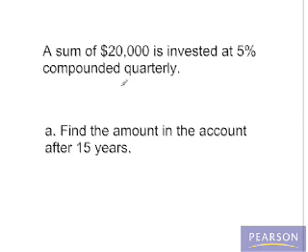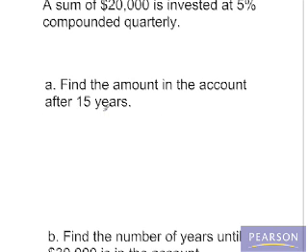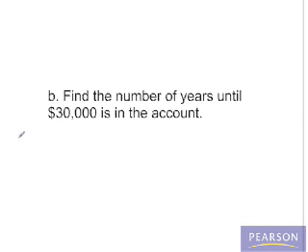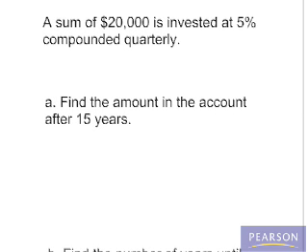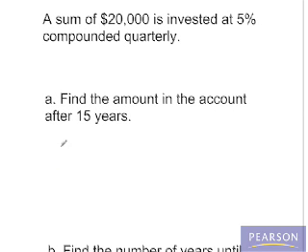A sum of $20,000 is invested at 5% compounded quarterly. A. Find the amount in the account after 15 years. B. Find the number of years until $30,000 is in the account. Part A. We'll start with the compound interest formula.